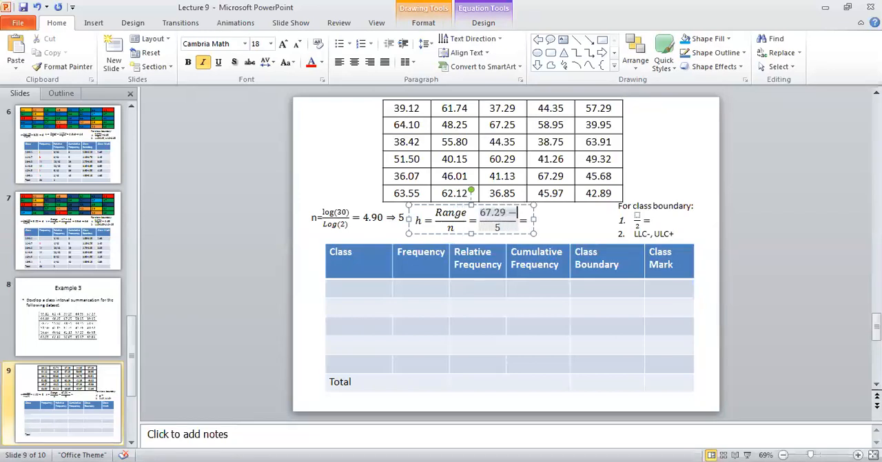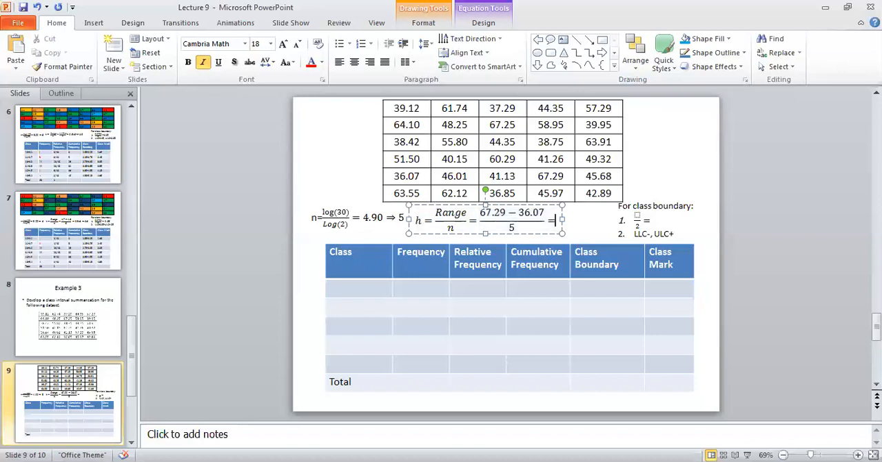We are going to subtract from 67.29 the least value, and the least value in the first column, which we can see, is 36.07, and there is no value lesser than 36.07 in the second, third, fourth and fifth columns. So this is going to be our least value, 36.07. And when we find the difference between the two, that is 67.29 minus 36.07, and then divide this difference with 5, which is the total number of classes that we have decided, we get 6.24.